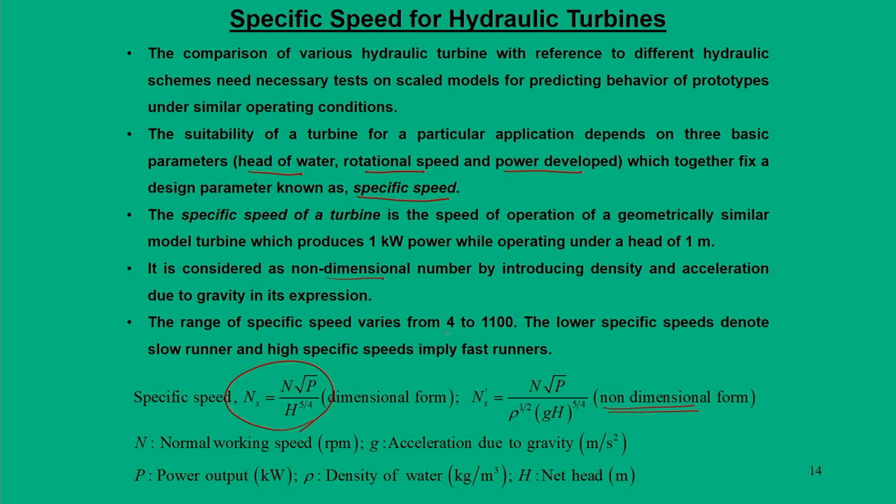So, the specific speeds for all types of hydraulic turbines vary from 4 to 1100. The main significance of the specific speed is that lower specific speeds denote slow runners, and high specific speeds imply fast runners.